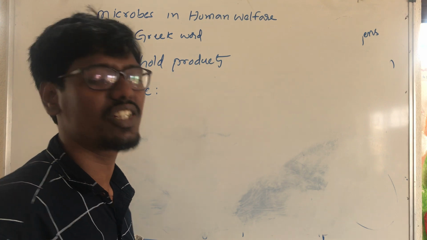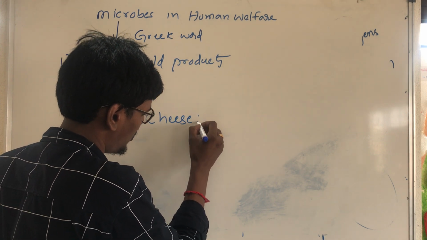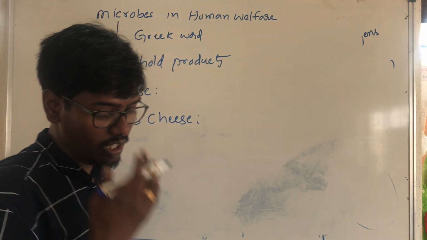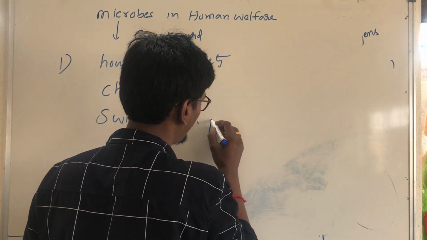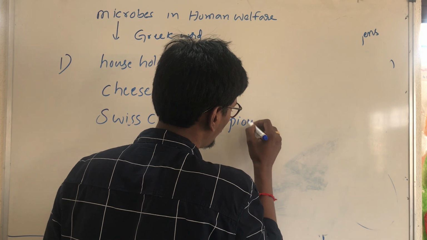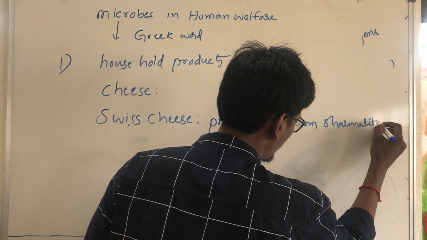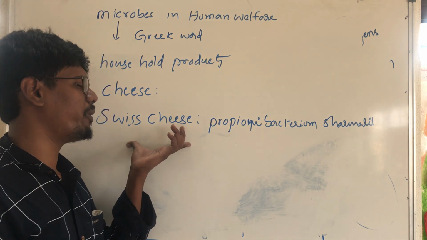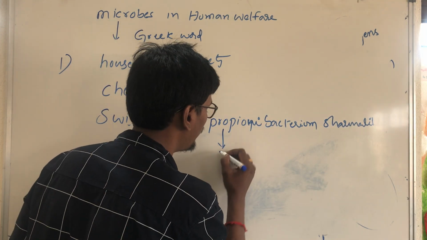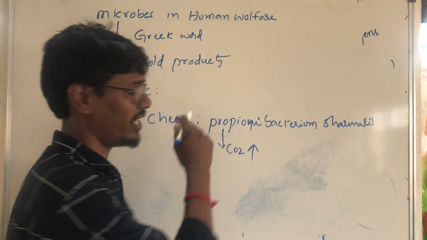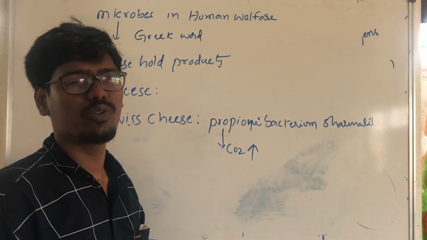The first one is Swiss cheese. Swiss cheese is prepared using Propionibacterium sharmanii. A high amount of CO2 will be released, so the flavor is called Swiss cheese.